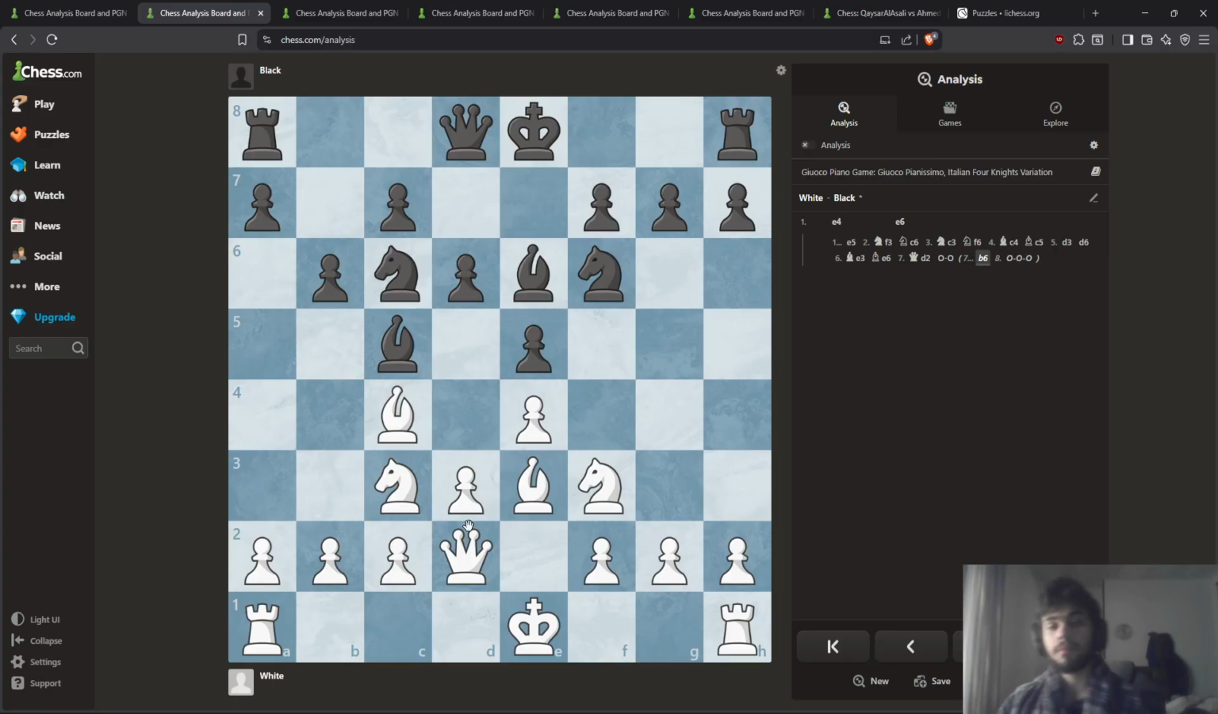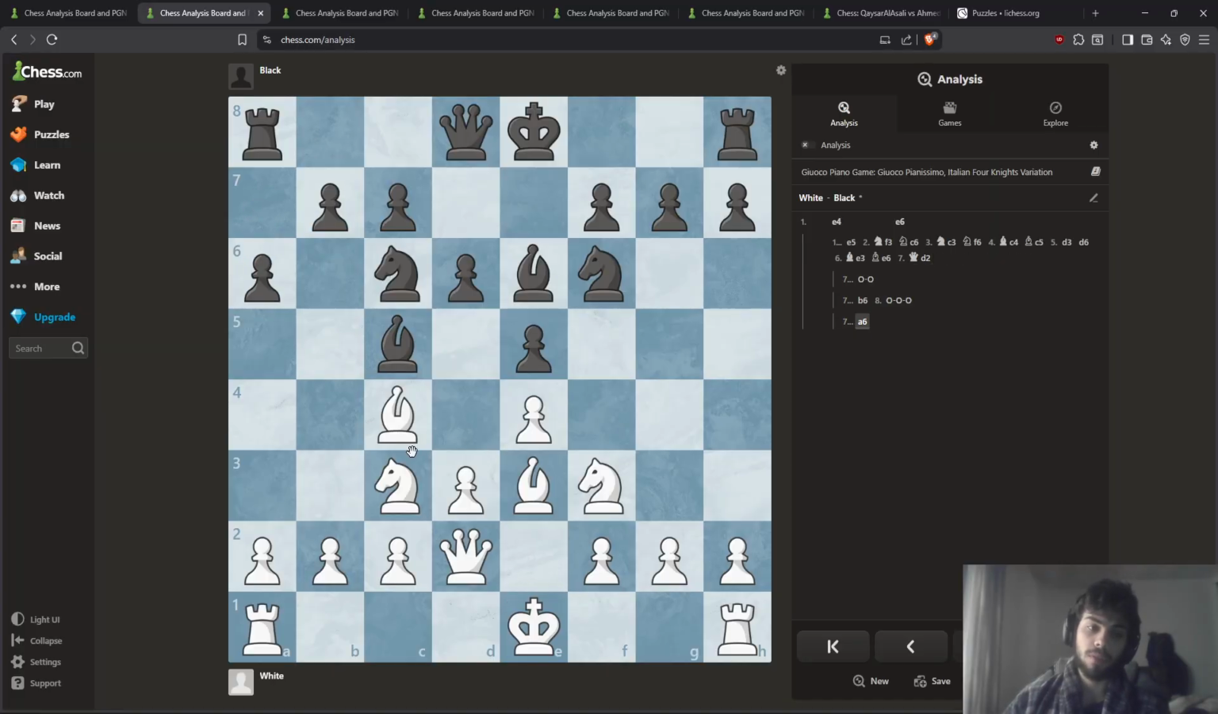Now there are a few rules. If you have moved your king throughout the game, for example, let's say you played, for some reason, king e2 here, you can never castle. Like for example, even if you went back, you can never castle. That's it.